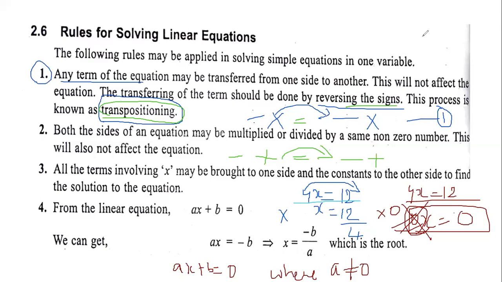Now similarly, let us say we have divided the equation with 0. We have divided the equation with 0. 4 by 0. What will be the value of 4 by 0?